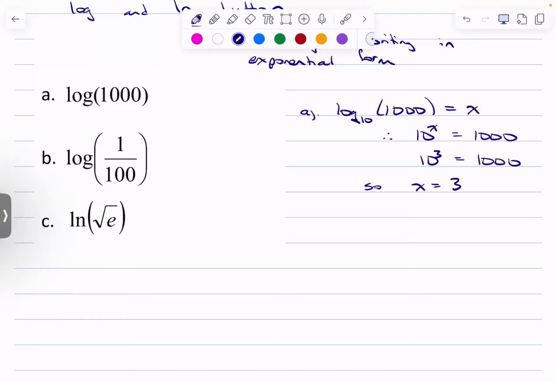Of course, your calculator can just do it. If you have the log base anything button, you might have to enter log base 10 of 1,000, and you'll find that it's 3.